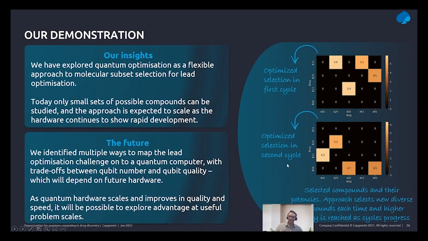And really what we want to be able to show is that, yes, we're able to get greater diversity than you would just by sampling, and indeed that we're able to progress to sort of get better at predicting those more potent molecules as we progress.